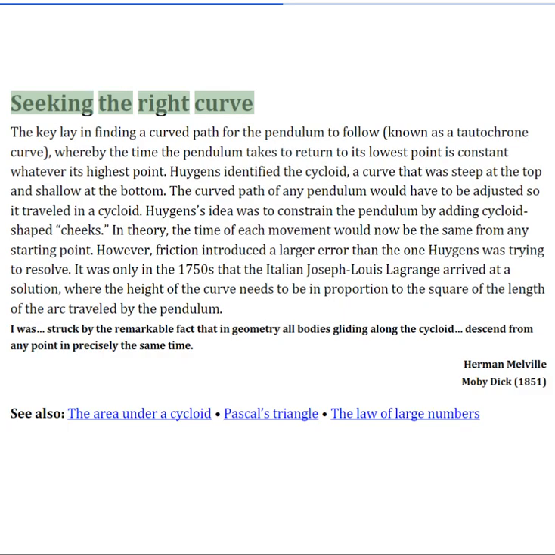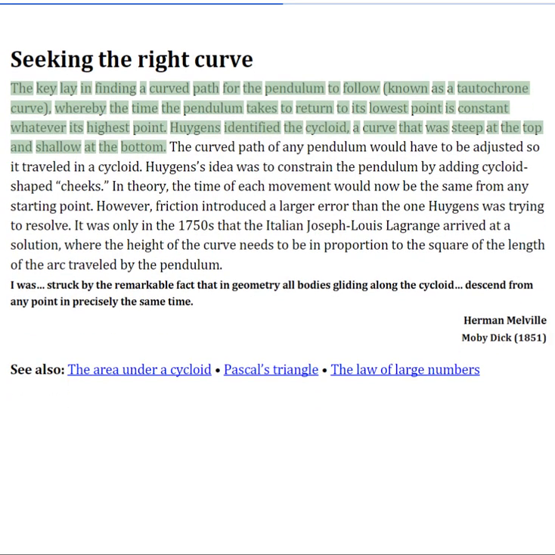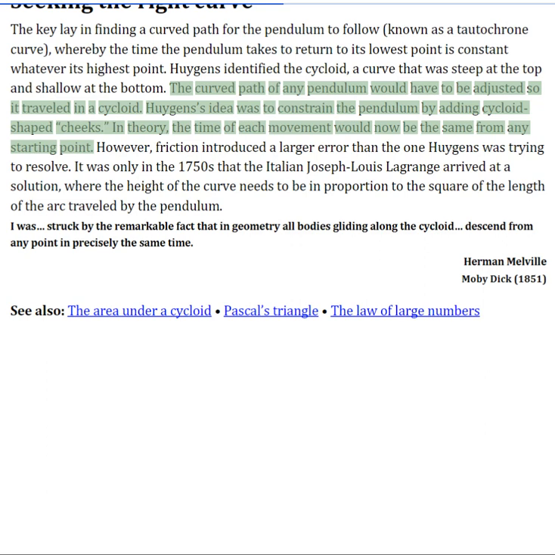Seeking the right curve. The key lay in finding a curved path for the pendulum to follow, whereby the time the pendulum takes to return to its lowest point is constant whatever its highest point. Huygens identified the cycloid, a curve that was steep at the top and shallow at the bottom. The curved path of any pendulum would have to be adjusted so it traveled in a cycloid. Huygens's idea was to constrain the pendulum by adding cycloid-shaped cheeks. In theory, the time of each movement would now be the same from any starting point.